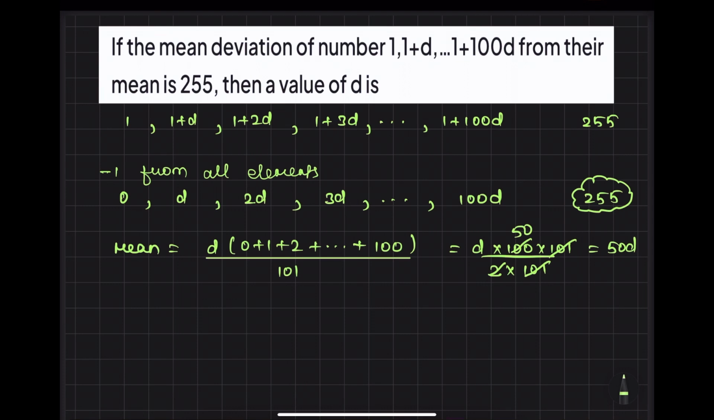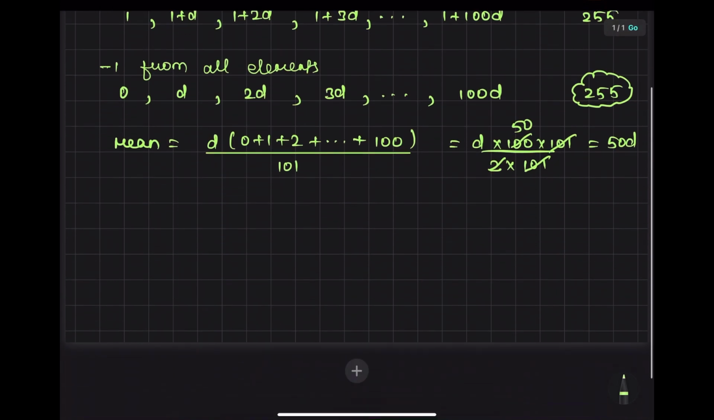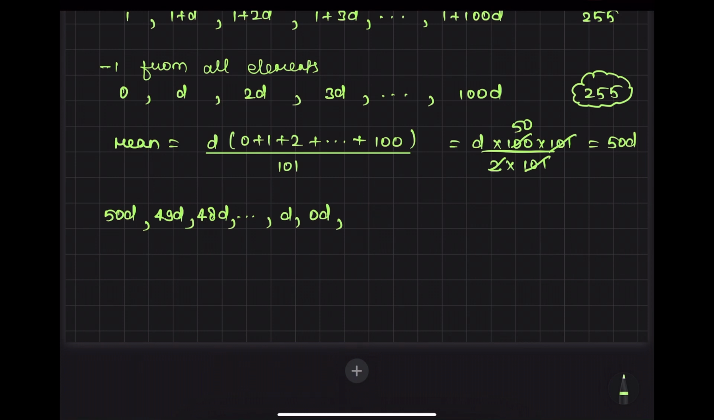Okay, so we have a mean. Now we will subtract, and we will take a mod. So 50d minus 0d, can I say it is 50d? Then 49d, then 48d, and then we will have 1d, and then when 50 comes, it will become 0d, right? And then again 51 minus 50d, so it will become d, 2d, 3d, dot 50d. Okay, so this sum we will get.